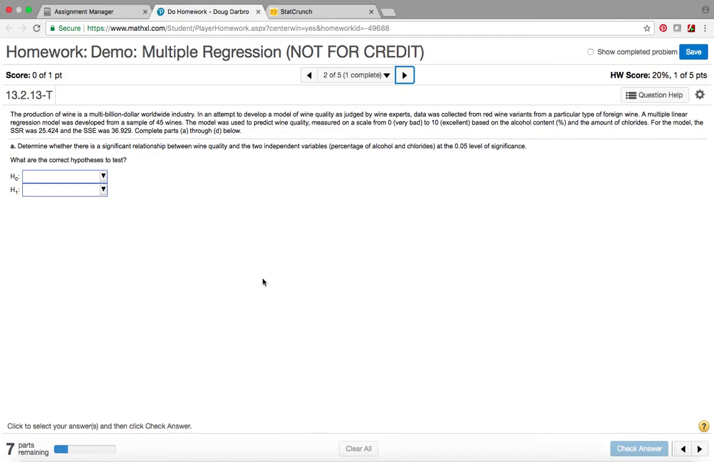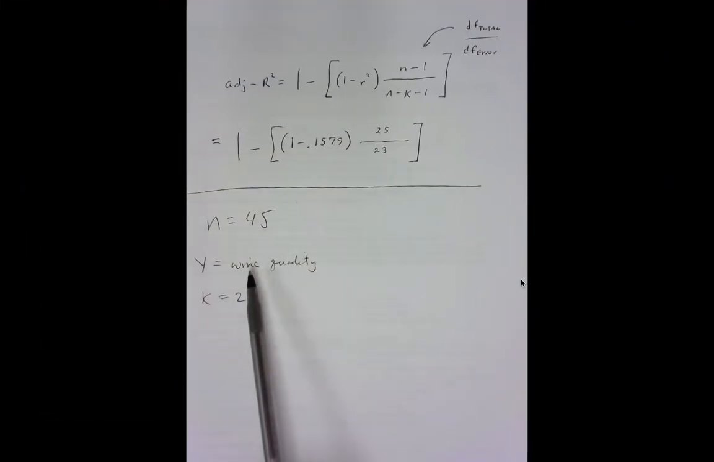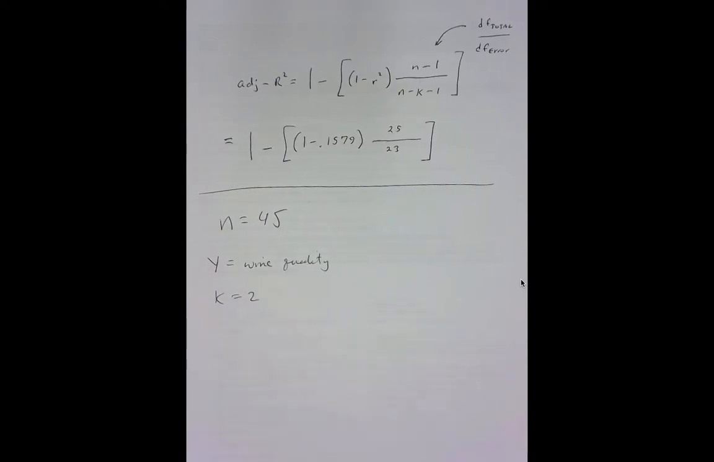The model was used to predict quality. So my y is wine quality, measured on a scale of 0 to 10, based on alcohol content and the amount of chloride. So guys, we have 2 predictors. I'm writing down some information that's going to be needed to work this problem. I have a sample size of 45. My y is wine quality, which ranges from 0 or 1 to 10, I forget, and we have 2 predictors, so k is equal to 2.